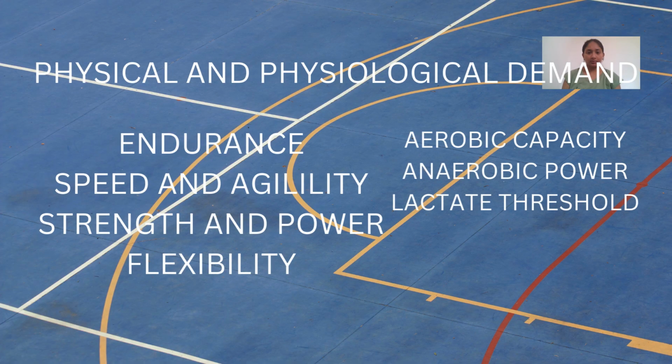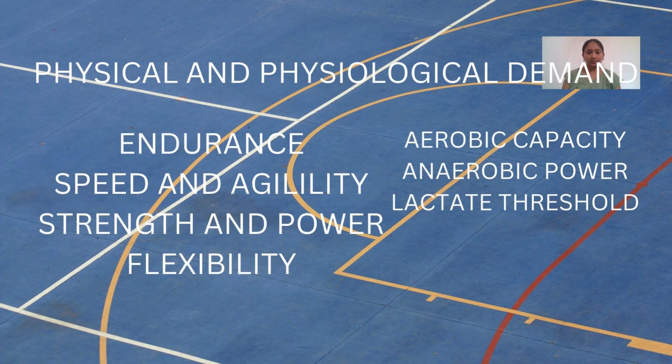Physical and physiological demands. Endurance: players need a combination of aerobic and anaerobic endurance for continuous play and quick bursts of intensity. Speed and agility: quick acceleration, deceleration, and changes of direction are integral to the game. Strength and power: essential for jumping, shooting, rebounding, and physical play in the post. Flexibility: maneuvering through opponents and maintaining range of motion in various situations.